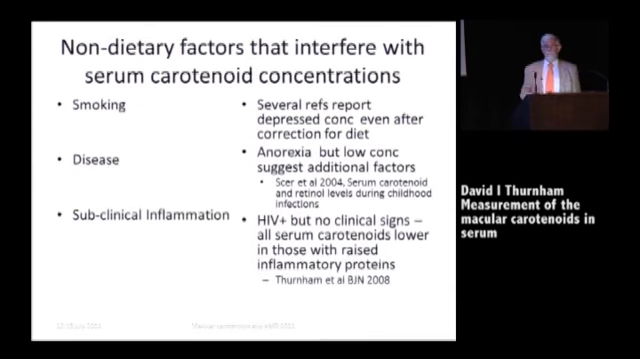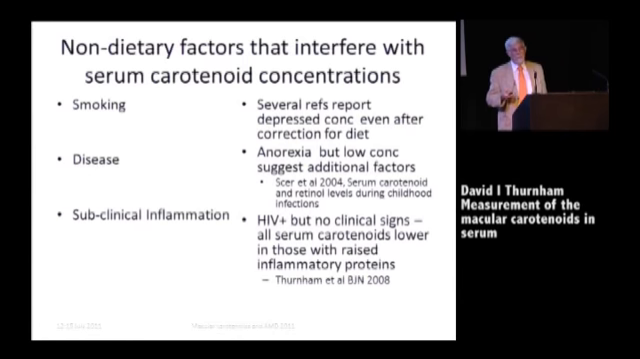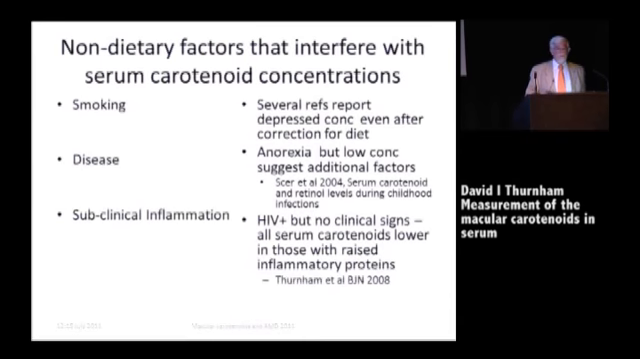Finally, subclinical inflammation. This is something which most people forget about. In this room, there will be people who have evidence of subclinical inflammation, and as a consequence of that, their carotenoids will be depressed. There won't be many, perhaps 1 or 2%. But there will be some people. And if you go to parts of the world like Africa, you can have as many as 90% of apparently healthy people with evidence of subclinical inflammation.